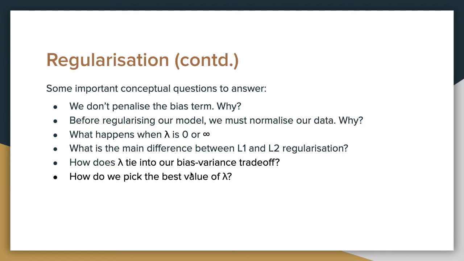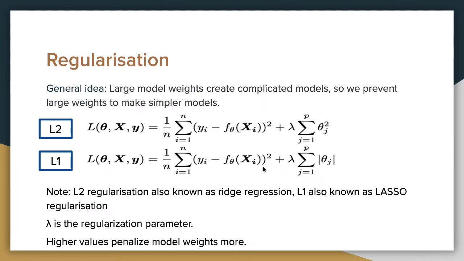How does lambda tie into the bias variance trade-off? A greater lambda means a greater penalty, which means a less complex model, which means lower variance, which means higher bias. So the greater the lambda, the lower the variance, the higher the bias. On the flip side, the lower the lambda, the greater the complexity, meaning greater variance, meaning lower model bias.